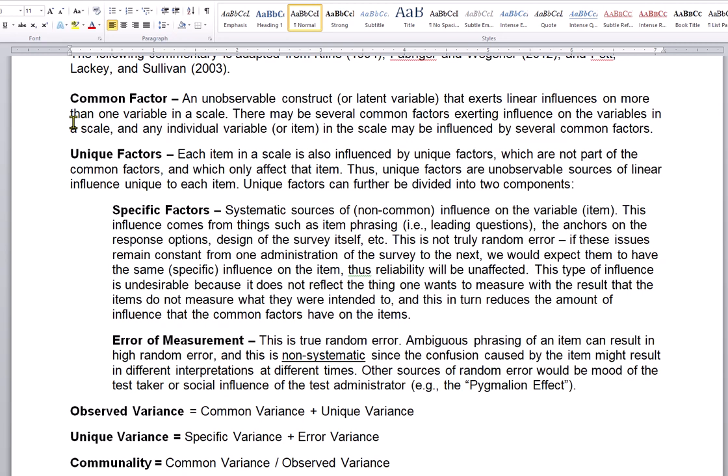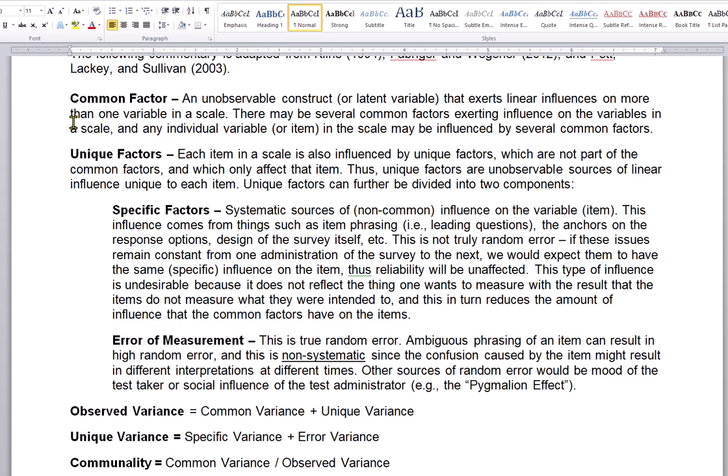It's systematic in the sense that people will answer in that direction every time you use the scale because the wording of the item pushes people in that direction. So it's not truly random. With random error, people would score high or low and it would cancel out over repeated administrations of the survey. If it's a specific factor, it's going to be pushing people in one direction every time you use the scale.